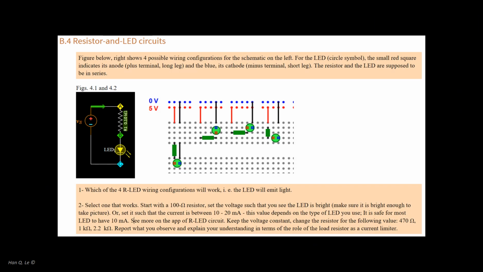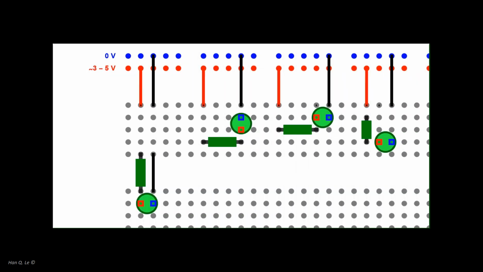Step B4 involves building a circuit with both a resistor and an LED in series. Then perform current and voltage measurements like previously. Which ones of these 4 wirings will work, that is, the LED will light up?